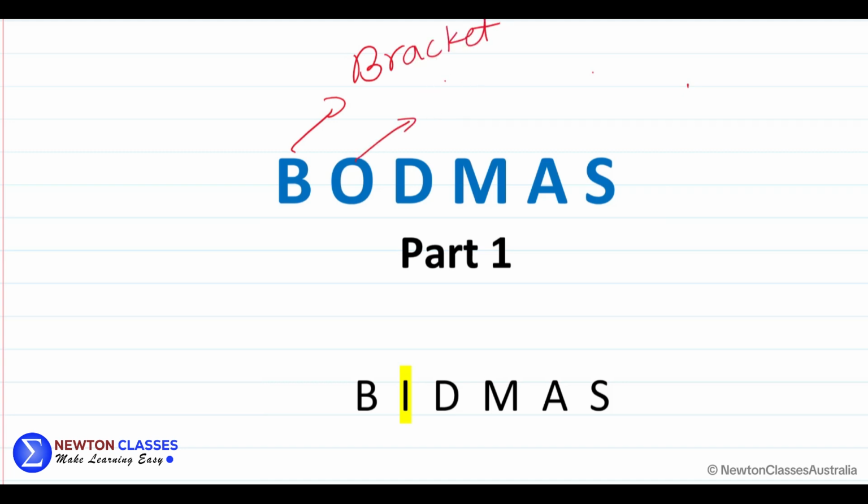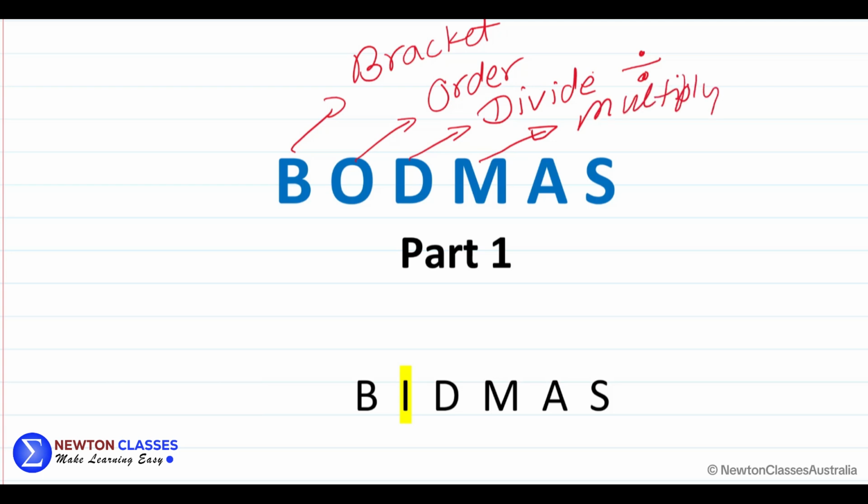O stands for order. D is the division operator. We write it by the divide sign, so we'll say divide. M is the multiplication process. This is multiply, and the operator is cross. Then comes addition and subtraction. So addition is add, and the operator is plus. And the last is called subtraction, and the operator is minus.